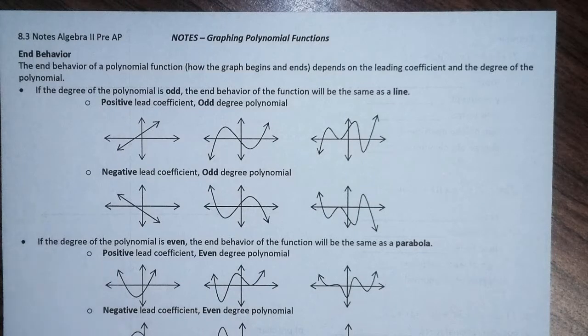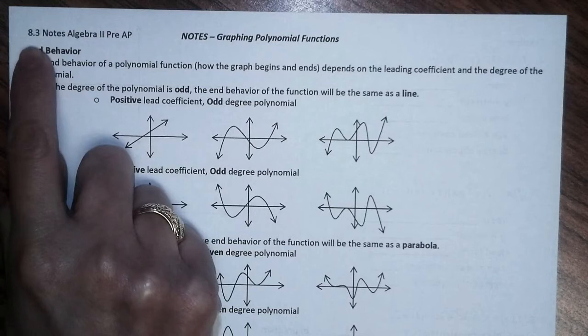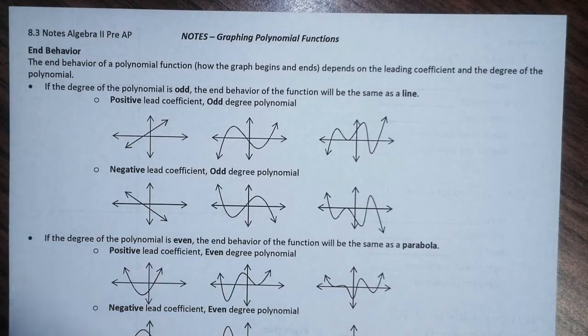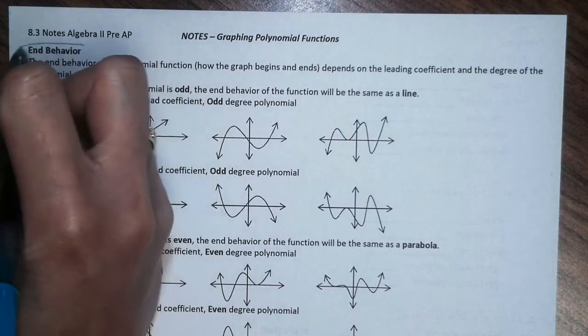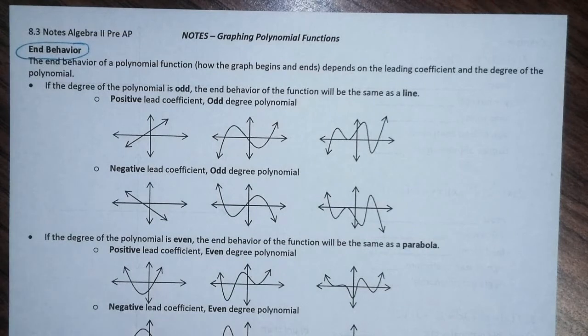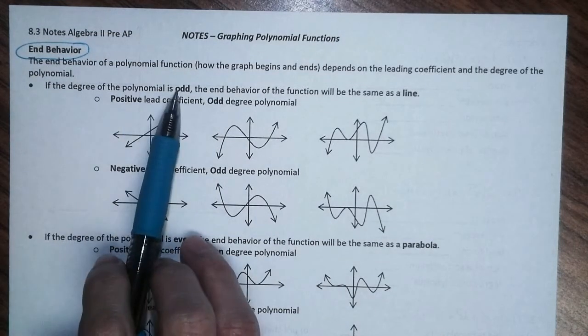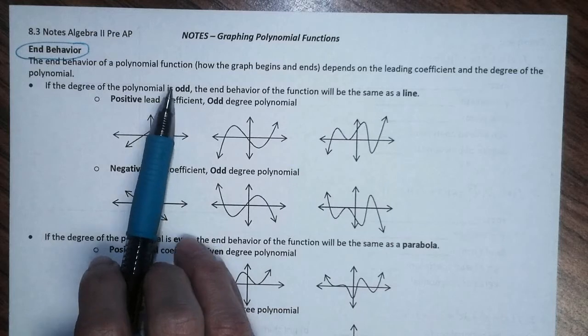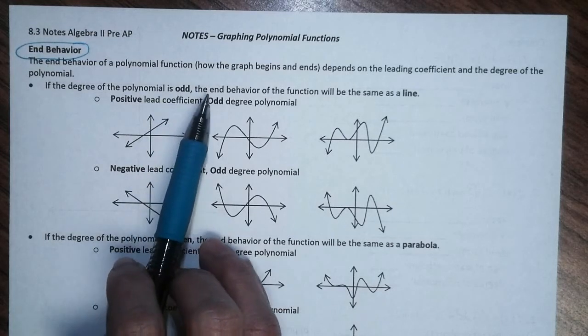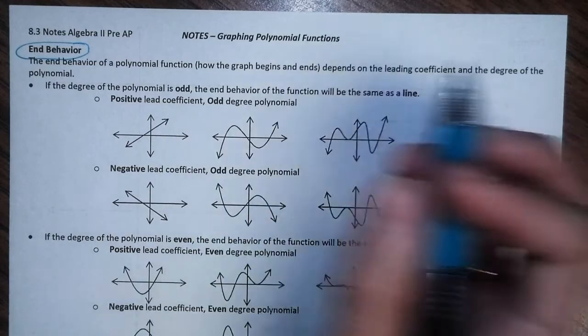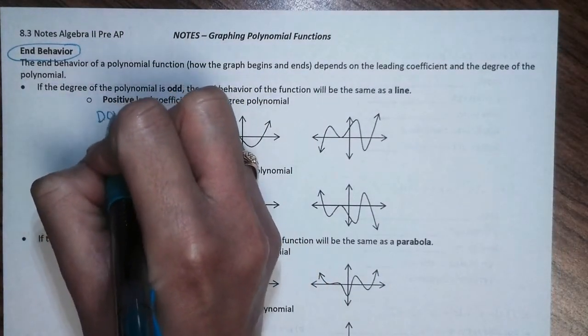All right. So today we're going to go over section 8.3, which is going to teach you how to graph a polynomial function. The first thing you'll need to graph a polynomial function is something we've done before already called the end behavior. So let me review that with you really quick. When a polynomial has a degree that is odd, like the highest exponent is something odd, the end behavior is like a line, which is called down-up.